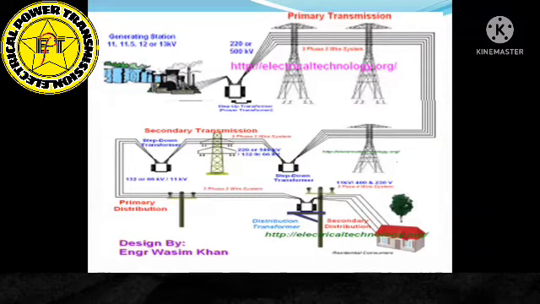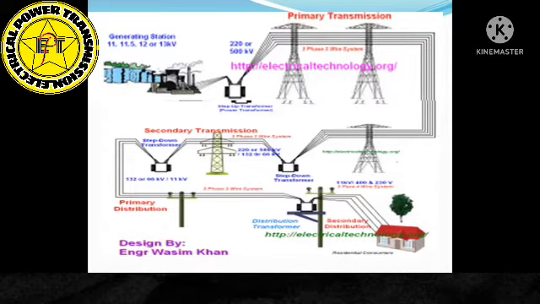When we have primary transmission, it is again reduced to 132, 66 or 33 kV, and then your secondary transmission. I remember again, I am going to repeat. Primary transmission 220 and 500 kV, it may include 132. Secondary transmission 66 and 33, it may include 132. Primary distribution only 11 kV. Secondary distribution only 430, 420 or 230.